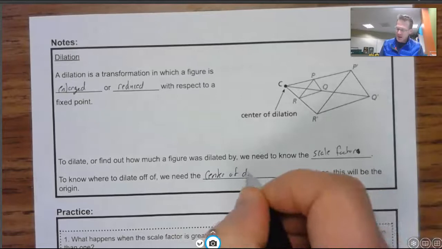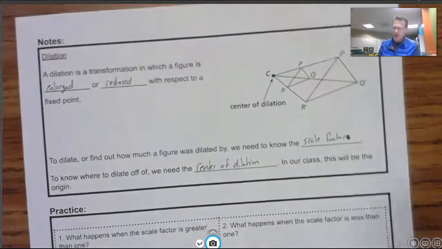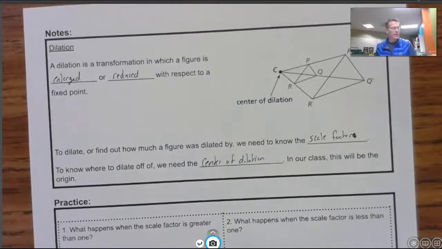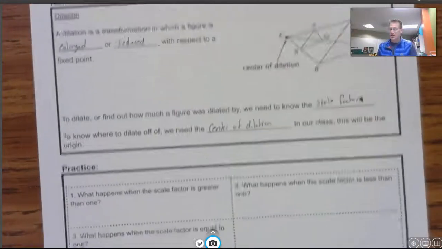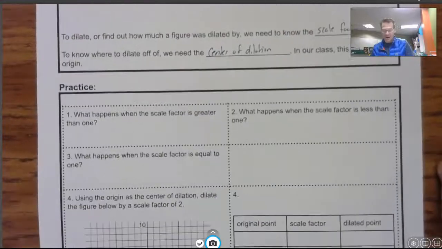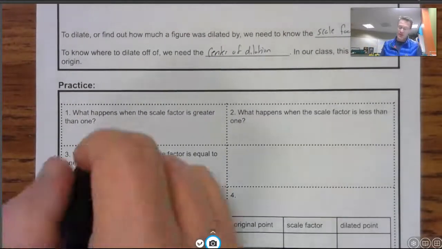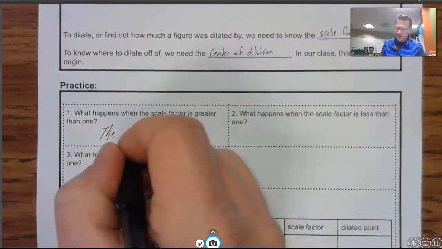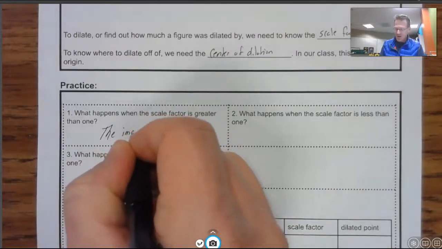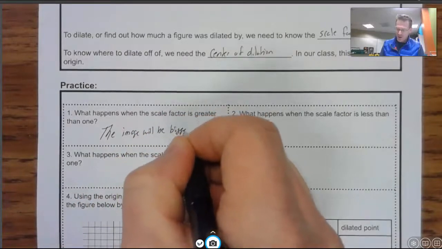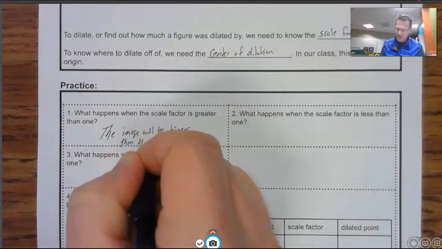And we need to know the center of dilation. Like I said, for everything that we're doing here, it's going to be the origin, 0, 0. Once again, I kind of answered the questions ahead of time. If we go down here and look at our practice: what happens when the scale factor is greater than 1? The figure will get bigger. The image will be bigger than the pre-image.